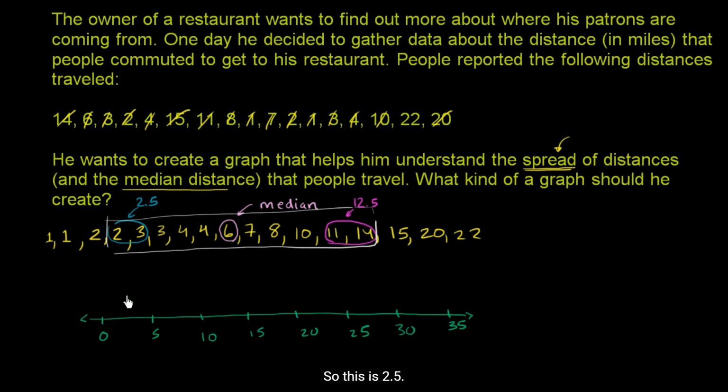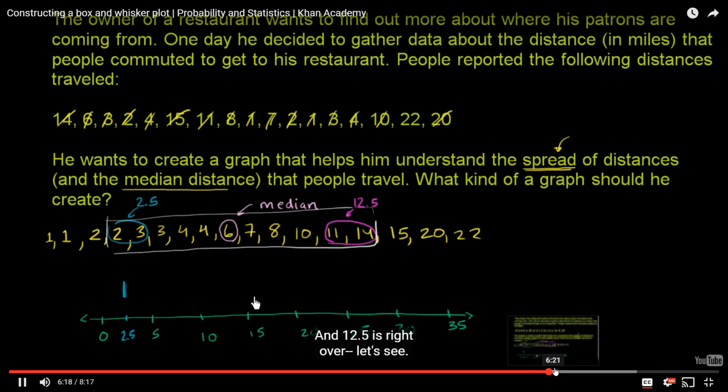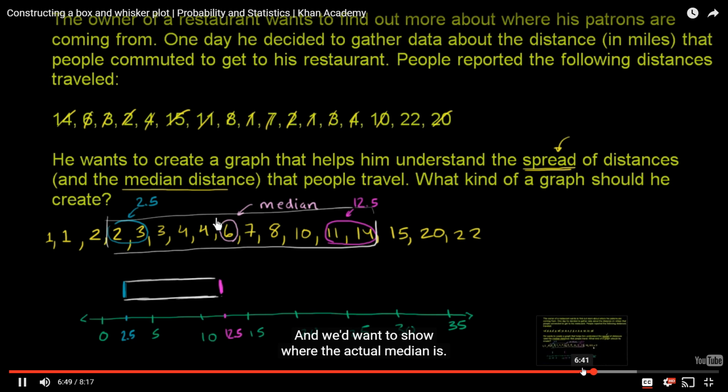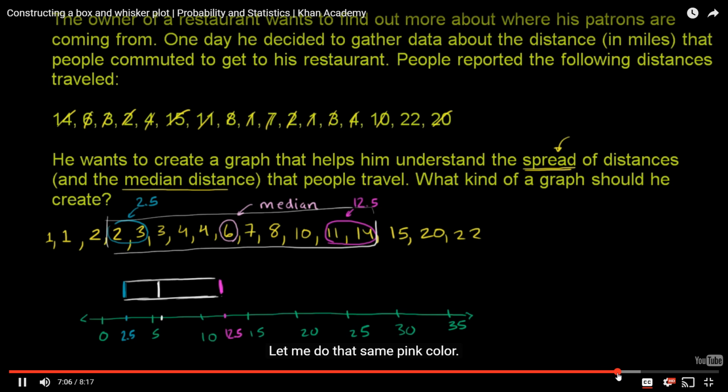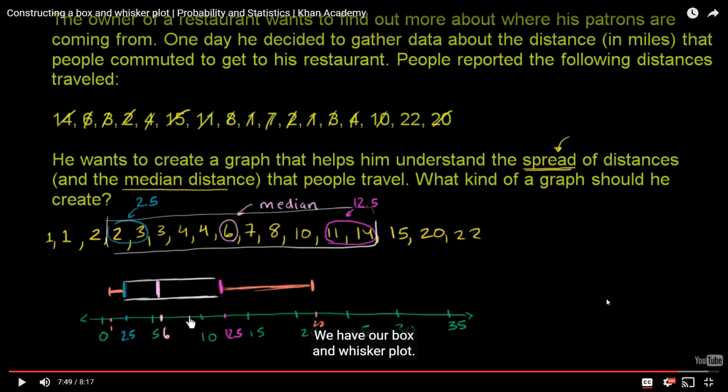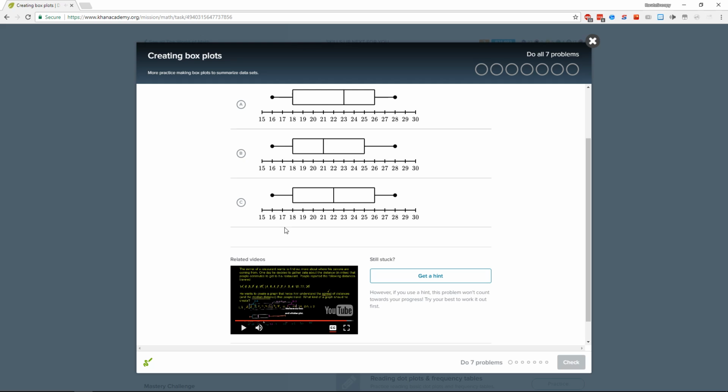So this is 2.5. 2.5 is halfway between 0 and 5. And then up here we have 12.5. 12.5 is between the middle. And we'd want to show where the actual median is. So let's say that this is 22 right over here, our numbers, and they go at about here. Okay. So there you have it. Alright, know how to do that now.